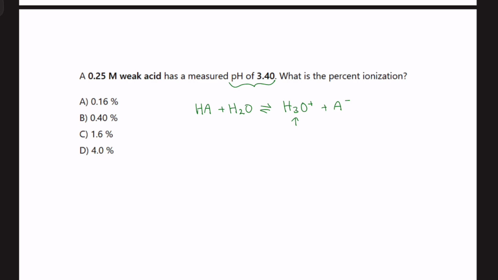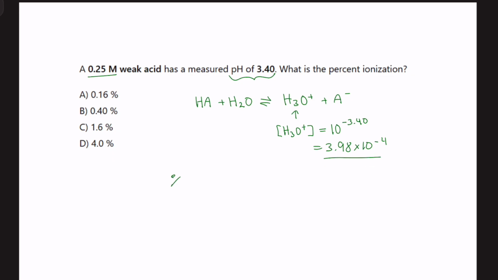So what I'll do is, the concentration of hydronium is just 10 to the negative 3.40. And this will give me 3.98 times 10 to the negative 4. And that is how much it ionized. So this is the concentration after ionization, and this was the original concentration.